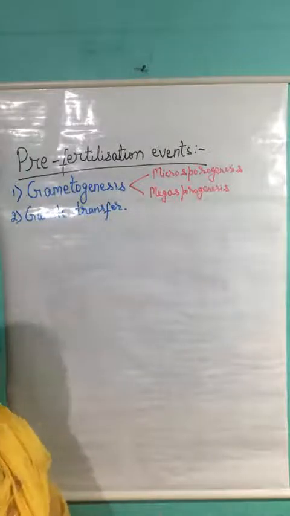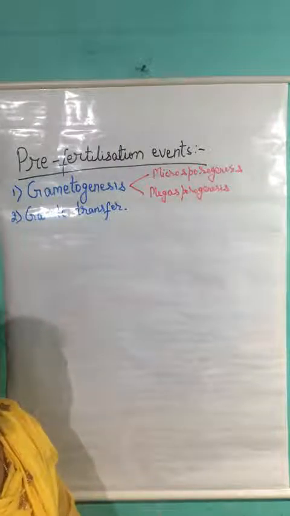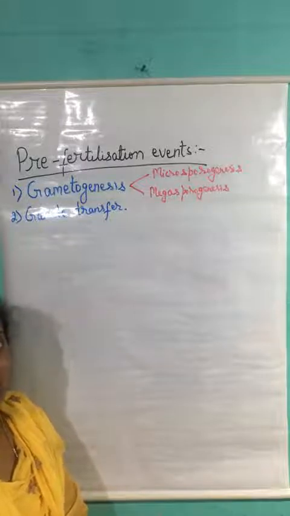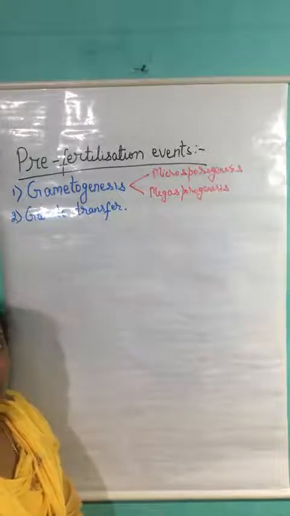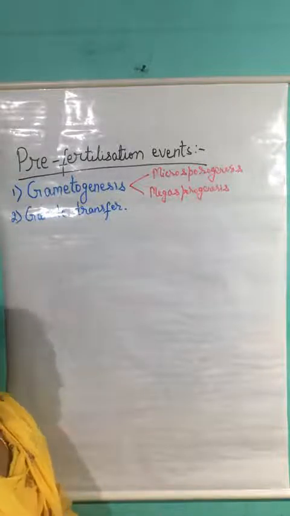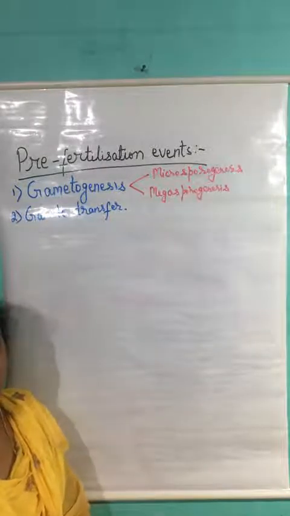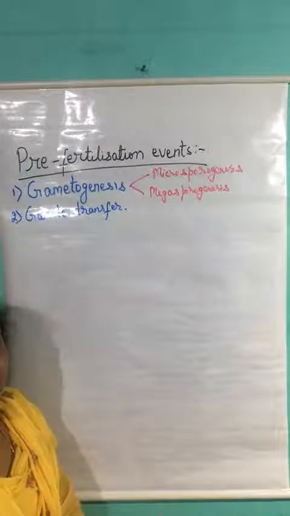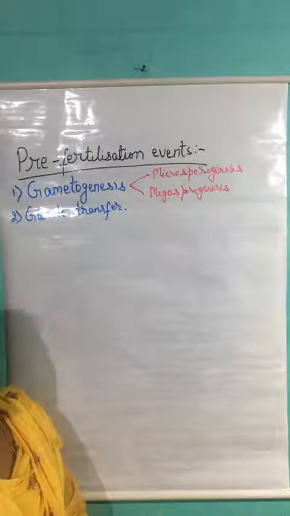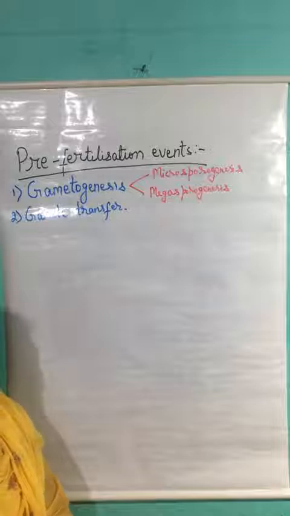Now, after the formation of the microspore and megaspore, the next step is the transfer of the gametes, so that both the gametes will fuse together and lead to the formation of the zygote. But in plants, we have discussed that the gametes which are formed are immotile. Hence, they need a medium or a way by which the transfer of the gamete takes place. So today we will discuss the methods of gamete transfer.